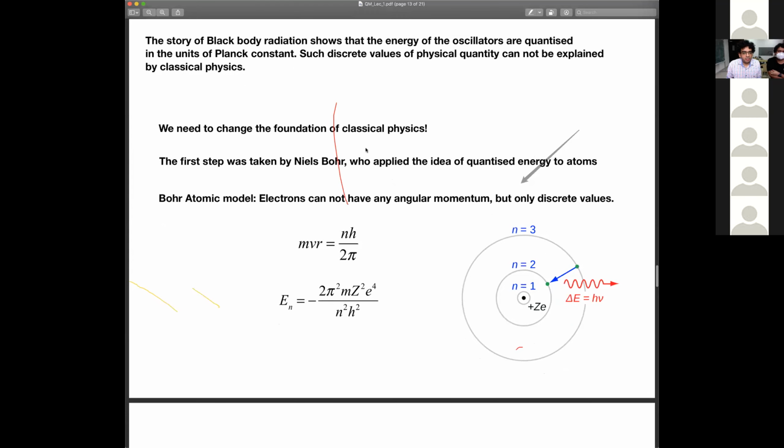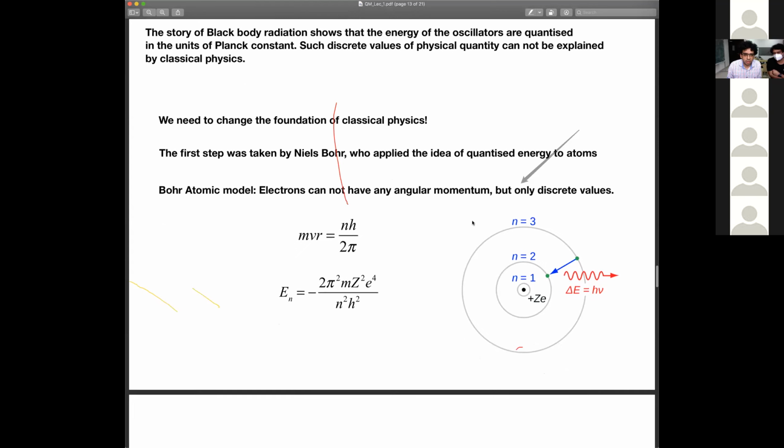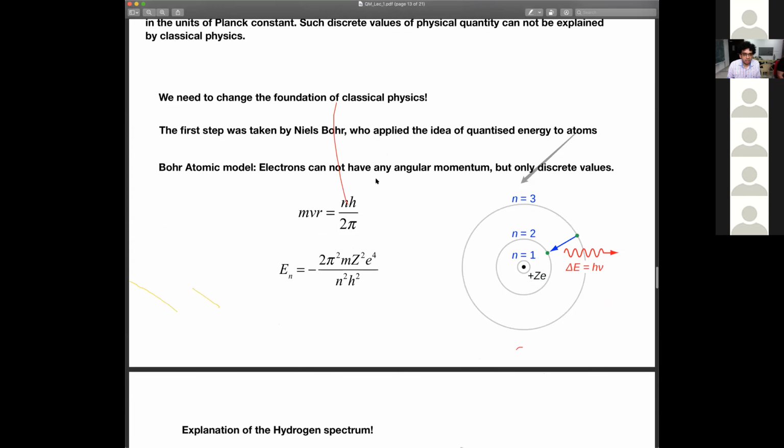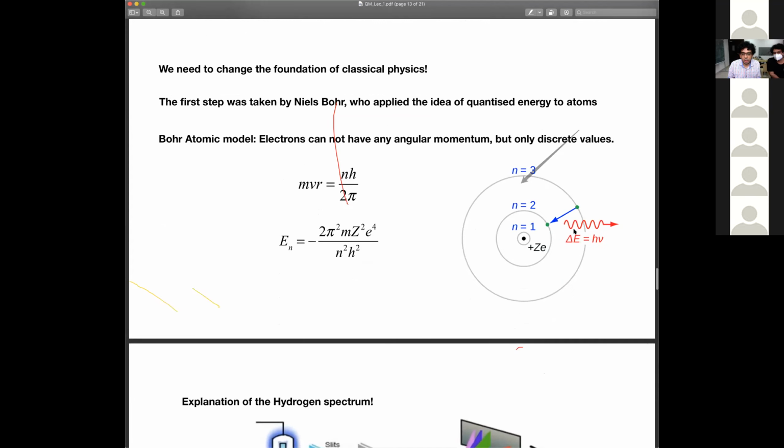So one has to change the foundations of classical physics, and Bohr, as you know, many of you have studied the Bohr model of atoms in high school. Bohr gave a very simple model of the hydrogen atom, where he simply assumed the electron is going in some kind of an orbit, but with quantized energies, and he got the equation for the quantized energy: En is some basic energy times 1 over n squared. So the quantization here comes from the factor of n squared.